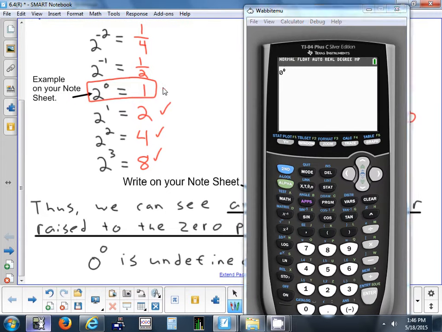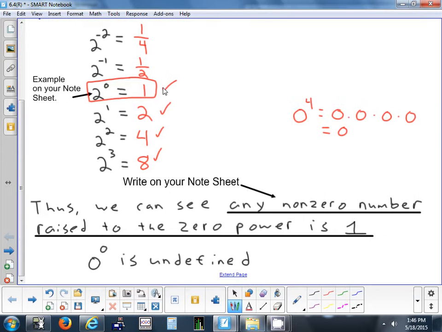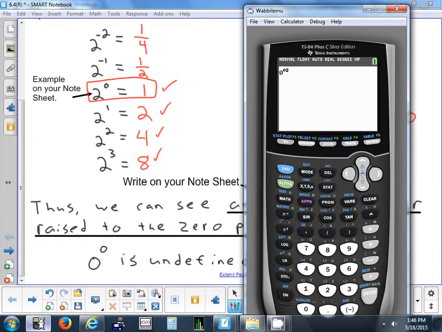Okay, so Mr. Roy is going back to what we just wrote up here. Any non-zero number, even negative 5 to the 0, would still be 1. How would I type that in? Anybody remember? What do we have to be careful of? Parentheses. Yeah.